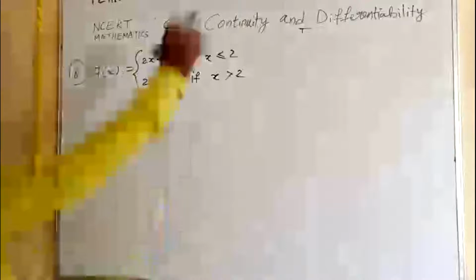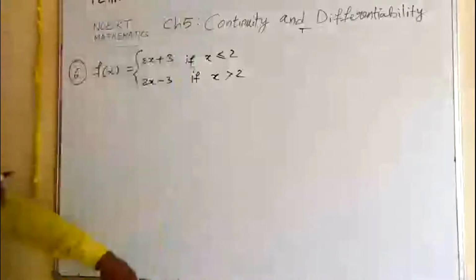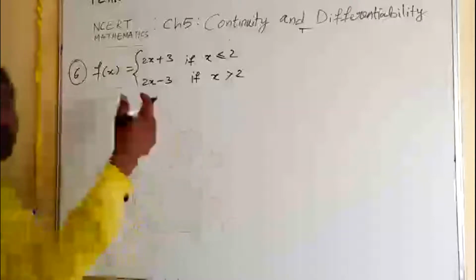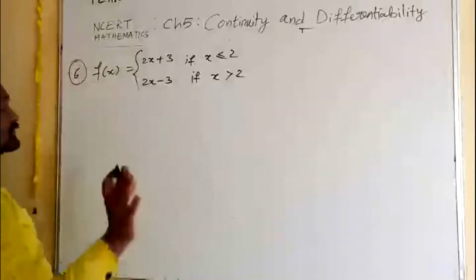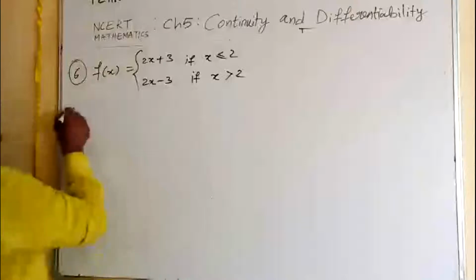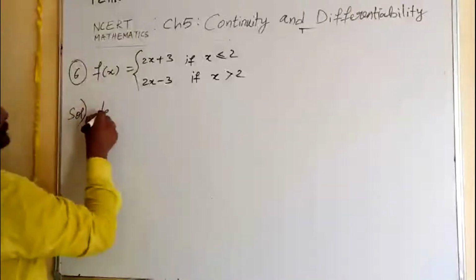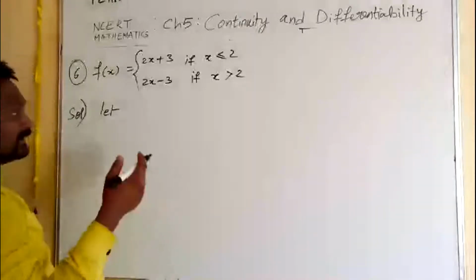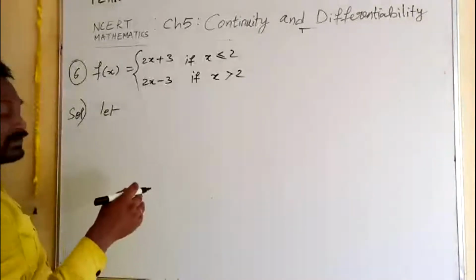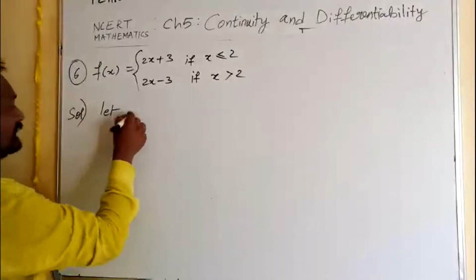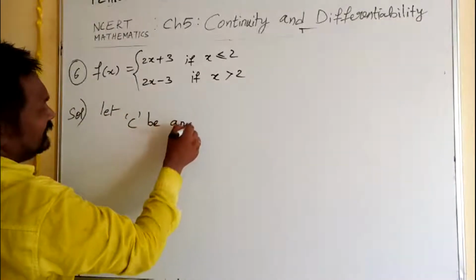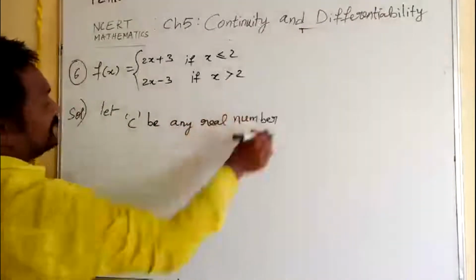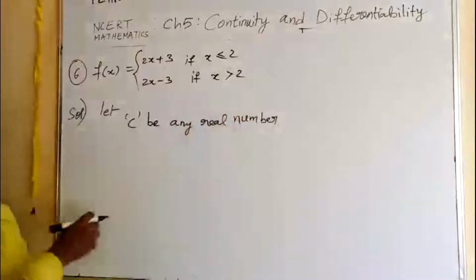From the examination point of view, first, they will not mention that x is equal to 1 or 2 or 3. In such a case, what we need to do is let c, k, b, l, any alphabet you can take, be a real number. So I'm taking c as any real number.